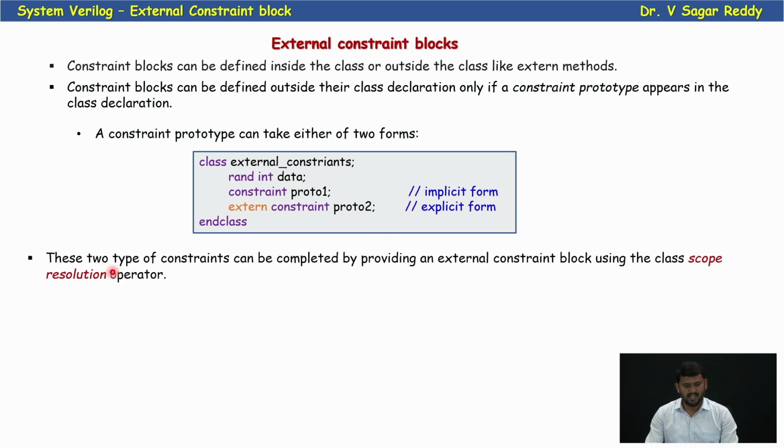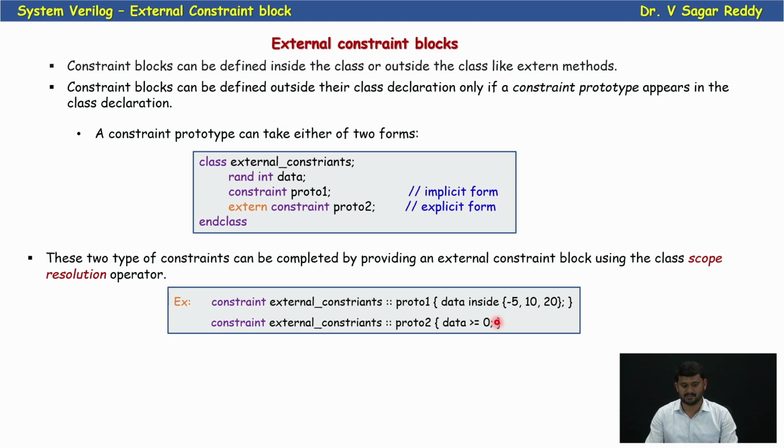Now see, these two types of constraint prototypes can be completed by providing an external constraint block using the class scope resolution operator. So we can define these two constraint blocks, prototype 1 and prototype 2, outside the class by using the scope resolution operator. We'll see some examples of how it works. Now this is a simple example: constraint, external constraint. This is the class name and scope resolution operator. This is the constraint identifier, the constraint name.